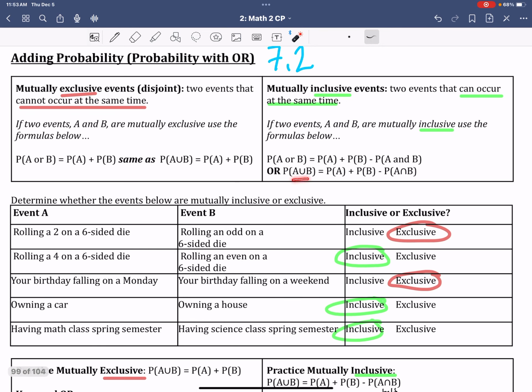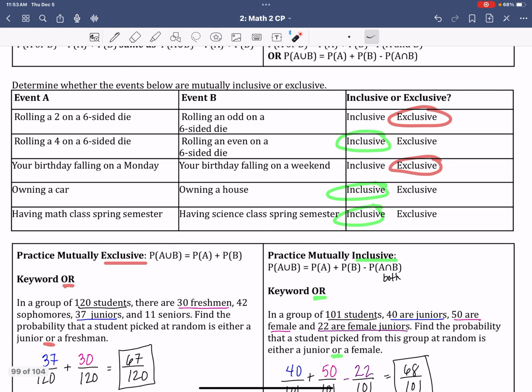You can also have it written in this format. Same thing: you're going to add the probabilities for the things you're looking at, and then you're going to take away the part that would be the overlapping or repeating part of it. So let's first determine whether it's mutually inclusive or exclusive.